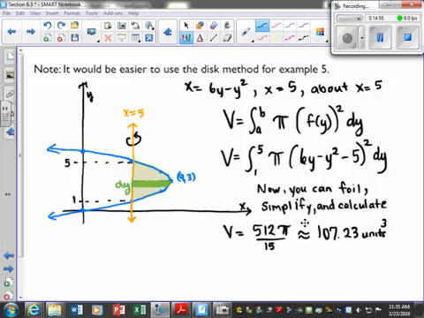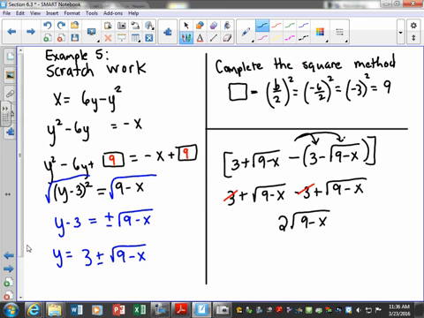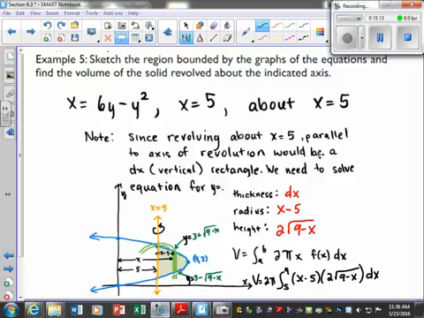So, yeah, your question is, when do we have to use shell? When do we have to use disk? Sometimes it's going to be easier to use one method versus the other. And I think if you were more than less than halfway through this particular problem, you would have probably stopped and just tried one of the other methods.